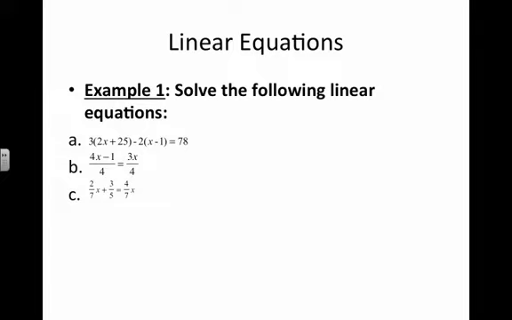That means you just have plain x's in them. You don't have x squared. You don't have anything strange going on with the x. You're not dividing by x, anything like that. Okay, let's look at problem A. 3 times the quantity 2x plus 25 minus 2 times the quantity x minus 1 equals 78.